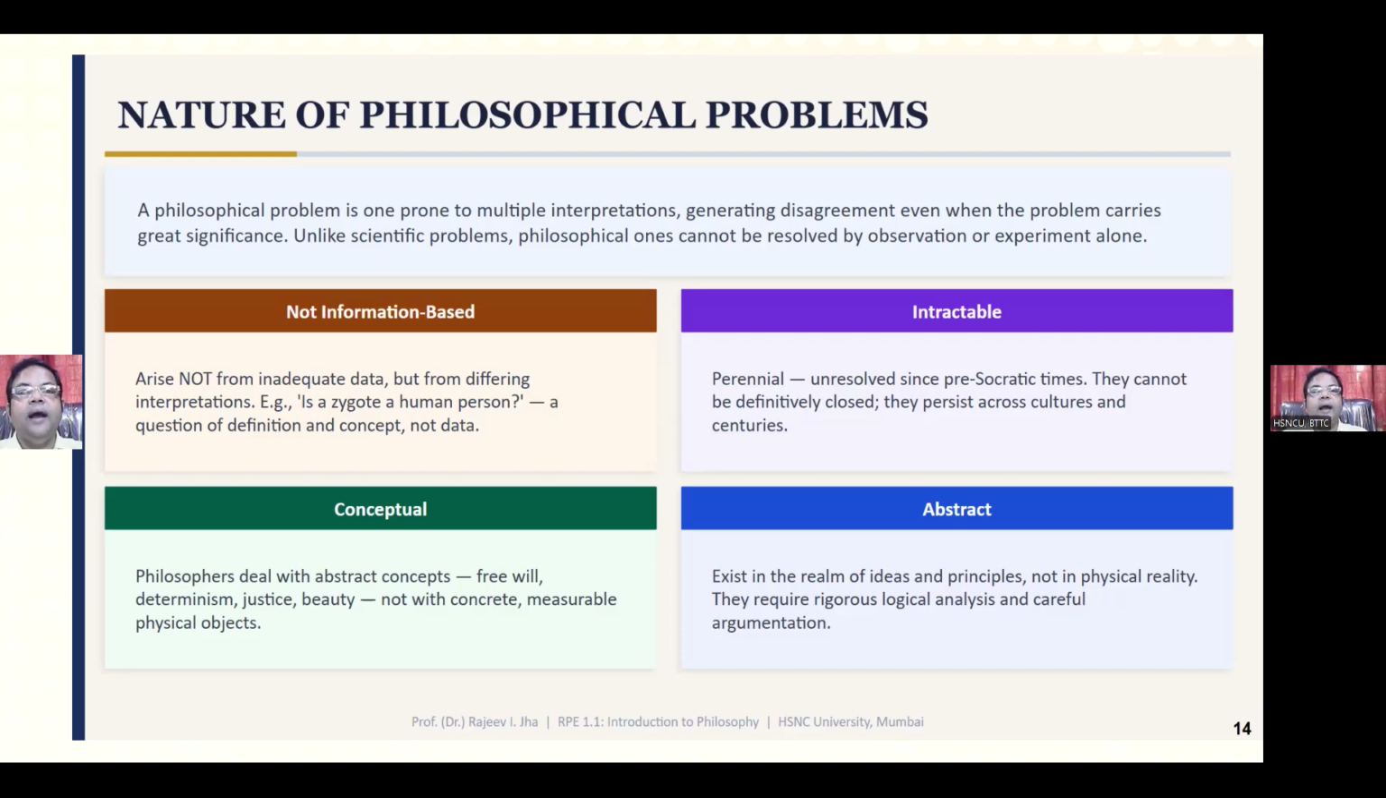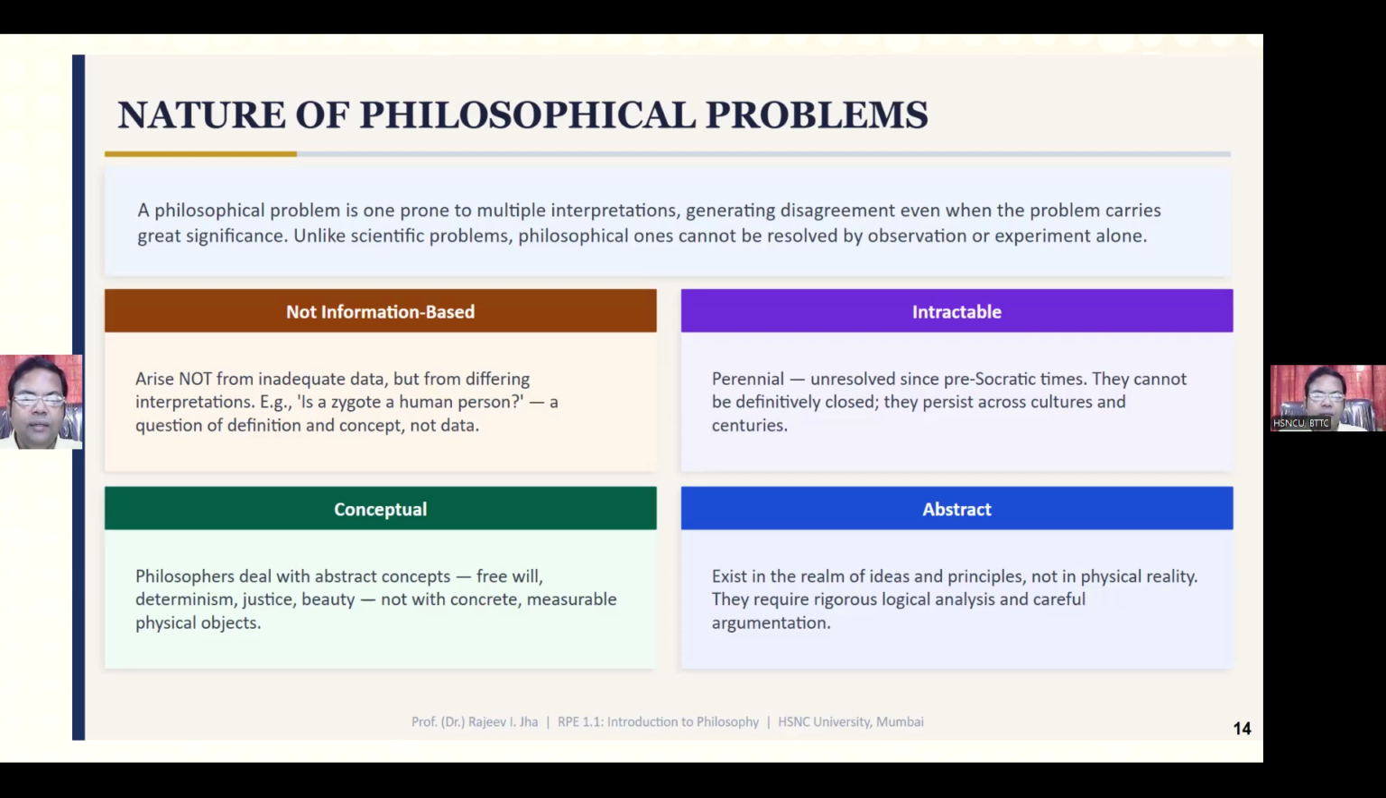Third, they are conceptual. The concept of free will versus determinism, for example, is not about whether a particular neuron fired in a particular direction. It is about the concept of agency and responsibility. Fourth, they are abstract, existing in the realm of ideas, not physical objects.